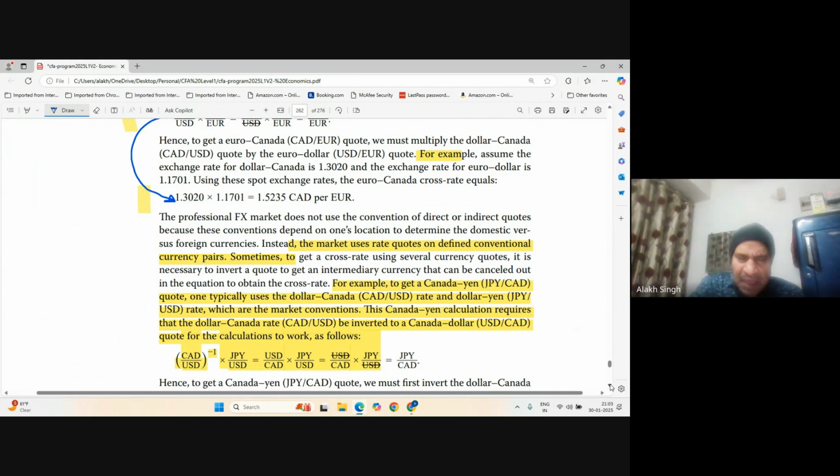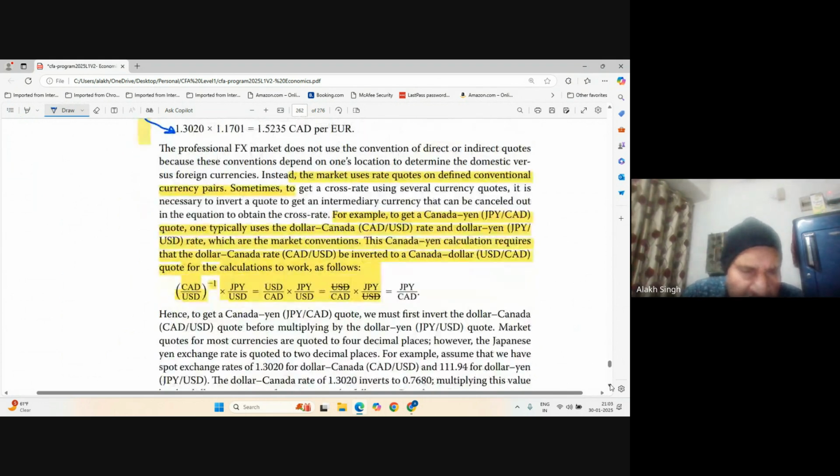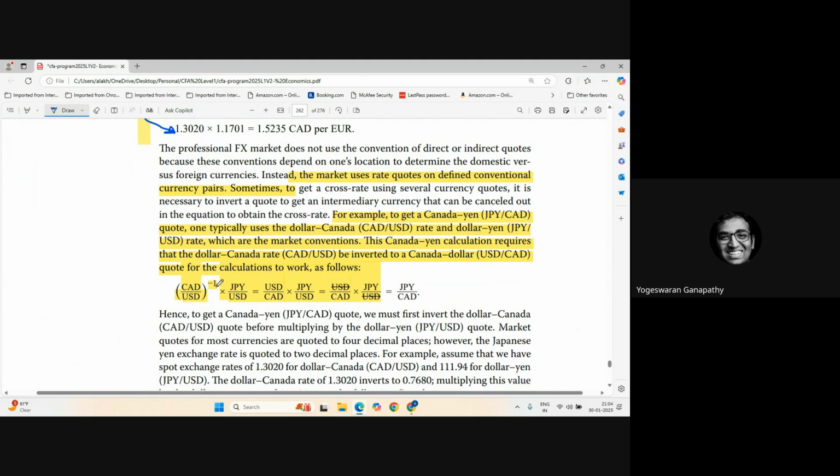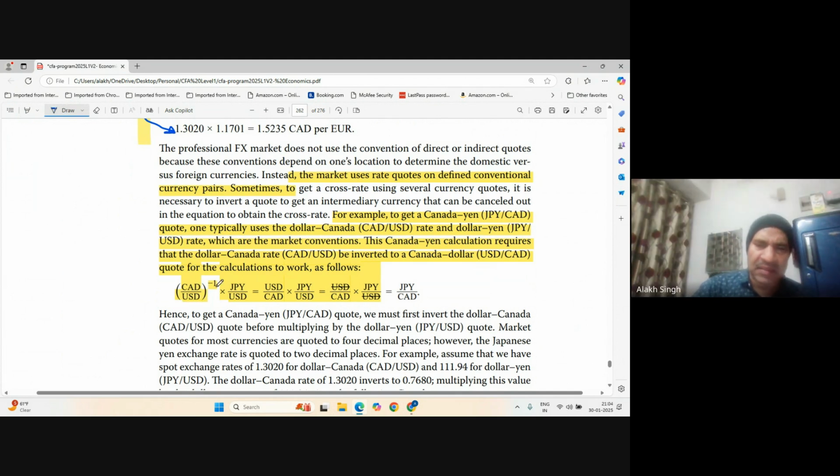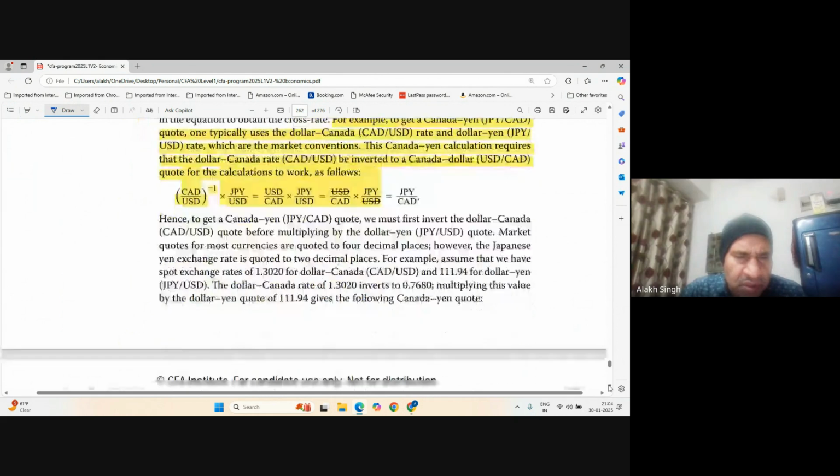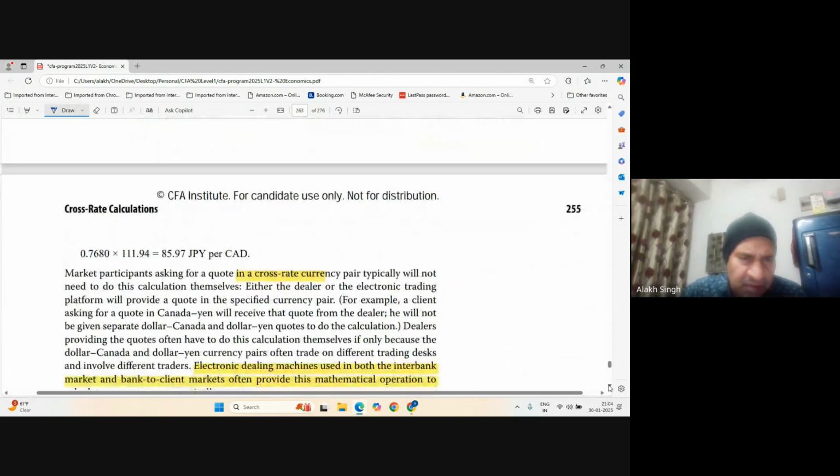Now, what will happen when there is an inverse? That one is also too easy. When you have been given this and you have been given this, what will you do here? USD is not cancelling, so instead of multiplying, we'll divide. You will divide because it is an indirect quote. This part is too easy for you who are good in mathematics.